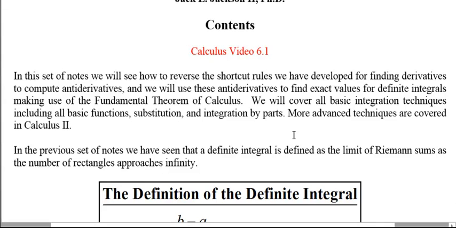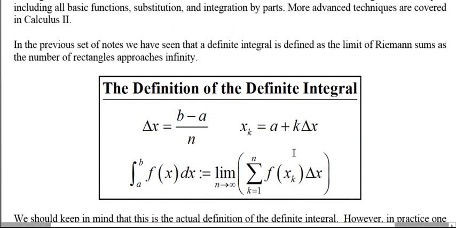In the previous set of notes we've seen that a definite integral is defined as a limit of right Riemann sums as the number of rectangles approaches infinity. So the definition we were using in those videos is this. For a definite integral, we let delta x be (b minus a) over n, so that delta x is the width of each rectangle, so that we divide the interval a to b into n intervals of equal width. Then x sub k is a plus k times delta x, so that x sub k is the x value at the right end of the kth rectangle.